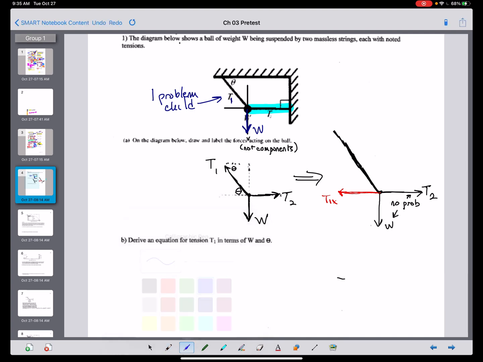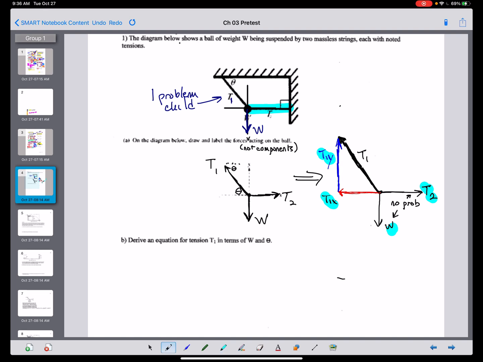Now the vertical component here. So there's T1Y. We need a little micro eraser so I can erase the length of this. Okay, beautiful. See, that's why I could use color. So that's T1, and T2 goes that way. Remember, T1X has to be the same length as T2 because we have equilibrium. That also means T1Y must be the same length as W. Those are the two forces balancing each other in the Y direction.